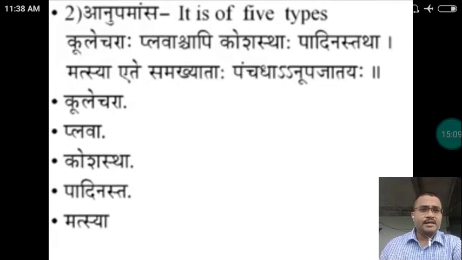Now, regarding the sub-classification of Anupa Mamsa, it is of 5 types. Kulecharaha, Plavacha, Api, Koshasthaha, Padinastatha, Machya, Ete Samakhyata, Panchadha, Anupjatayaha. Anupa Mamsa is being classified into 5 subtypes. They are Kulechara, Plava, Koshastha, Padinastha, and Machya.